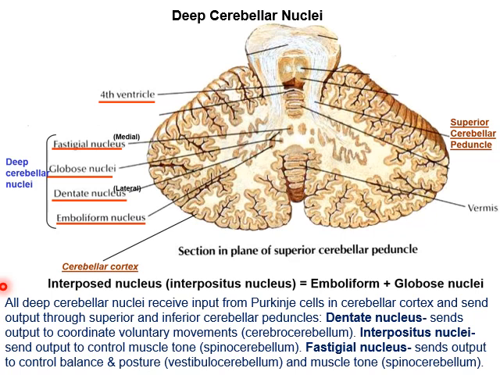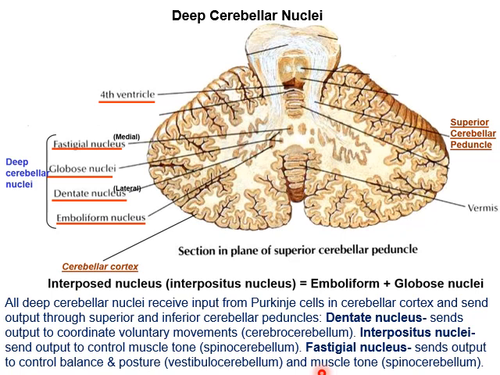The interpositus nuclei, which include the globose and the emboliform, send the output to control the muscle tone. That's why the interpositus nuclei are considered a part of the spinocerebellum that controls the muscle tone. The fastigial nucleus sends output to control the balance and posture. That's why it's considered a part of the vestibular cerebellum. In addition, it also sends output to control muscle tone. That's why it's also considered a part of the spinocerebellum.